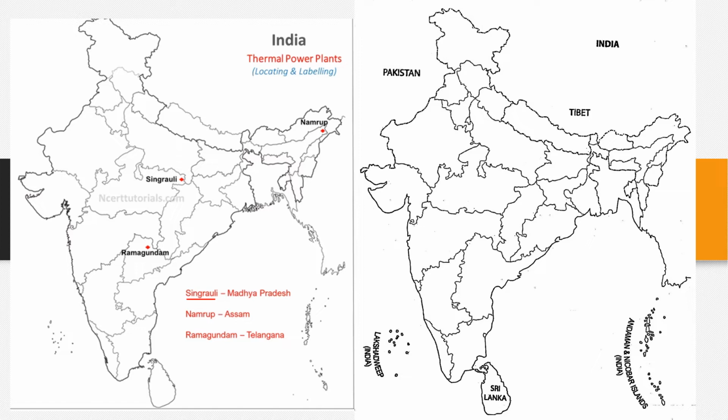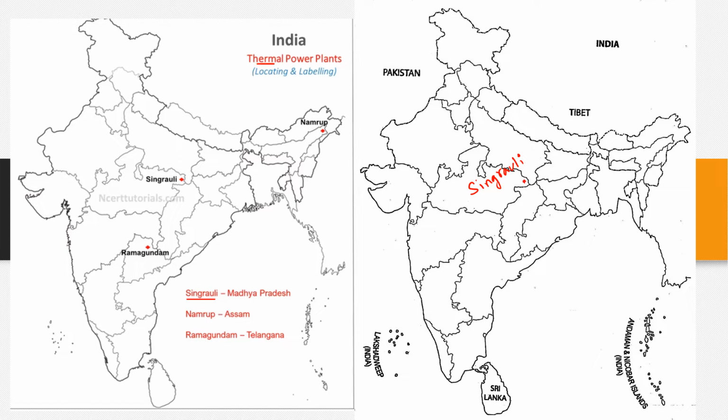So you should not mark in the other state. It is in the border. Clear. So it is in the border of Madhya Pradesh. So we mark here as Singrauli. This is one of the important thermal power plants. Clear. So this is one of the important power plants, Singrauli.